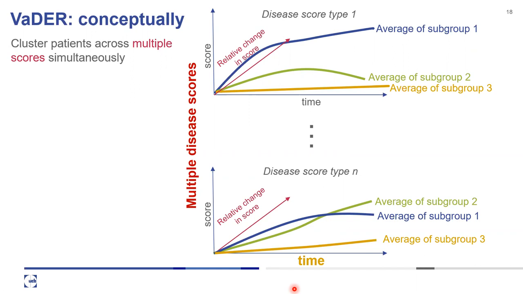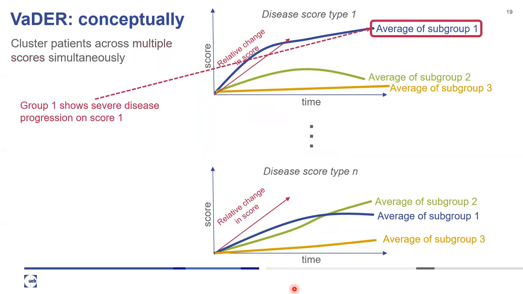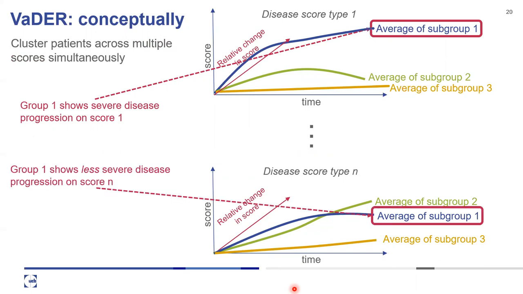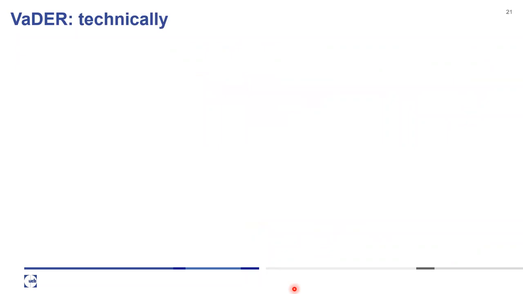Now, what do I mean by an interaction in this case? For example, in this hypothetical case, it could be that group one shows severe disease progression on score one relative to the other groups, but it shows less severe disease progression on score N relative to the other groups. So those are things that we might be interested in finding, and patterns that actually would be difficult to distill from the data based on the analysis of only single variables. Okay, so that's what VADER was conceptually designed to do.